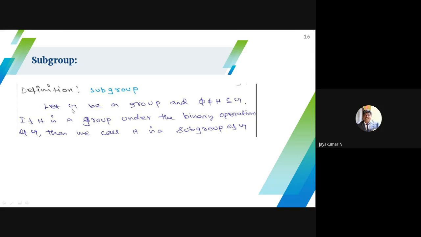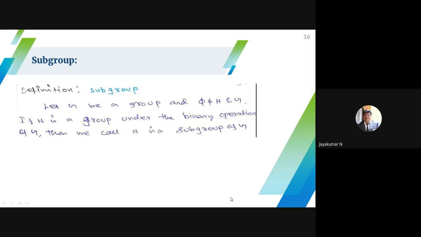So G is a set, there is a binary operation star. Suppose you want to say that H is a subgroup, H is a set whose binary operation is nothing but the binary operation of G. Both binary operations are the same. Then only we can say that H is a subgroup. Once I repeat, let G be a group and H is a subset of G which is non-empty. If H is a group under the binary operation of G, then we call H a subgroup of G.